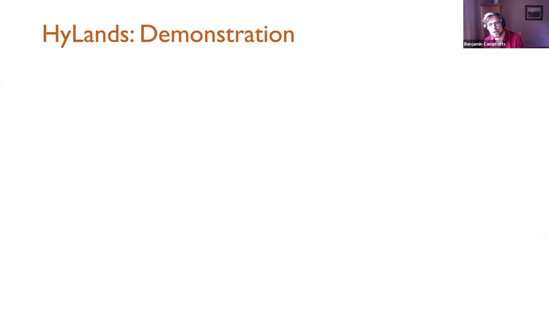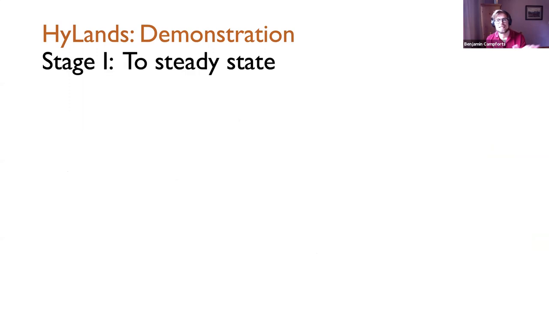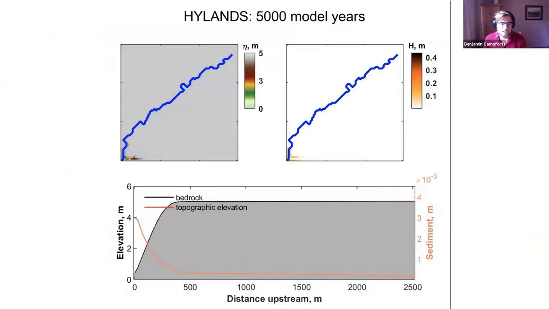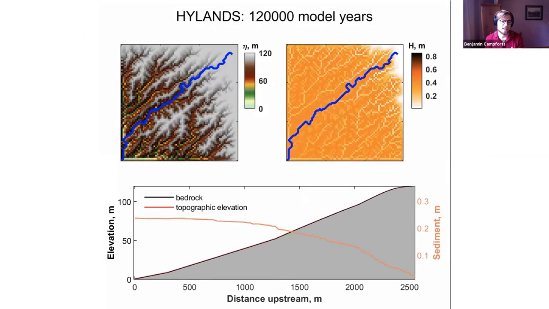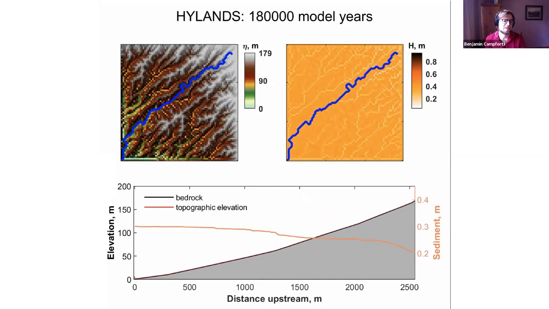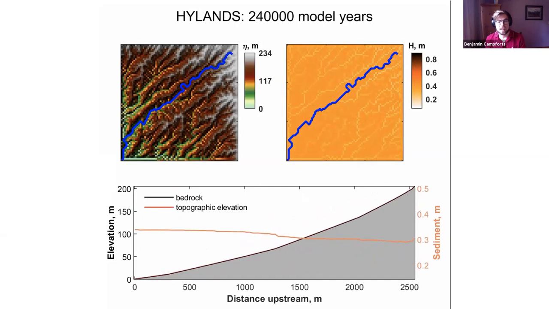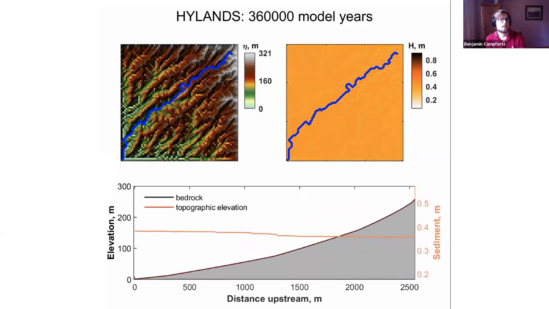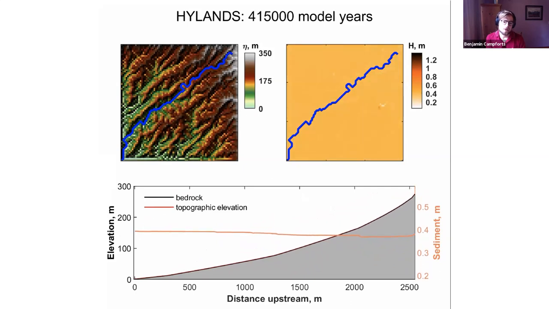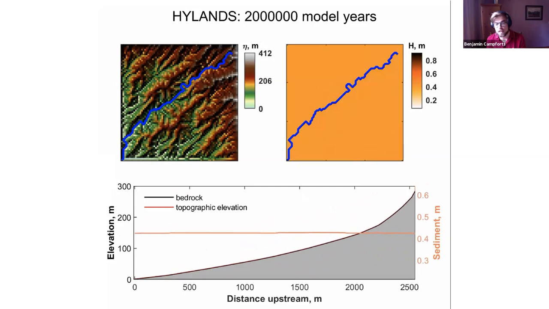In the first movie, we're going to evolve a landscape towards a steady state. What you see here in the upper left plot is the landscape going towards steady state. The blue line indicates the location of the river. On the right-hand side, you see the same landscape, but now with sediment accumulating in time. The more red, the more sediment. At the bottom, you see the profile of the river, and you see that it's evolving towards a concave-up steady state shape. The orange line indicates the thickness of the sediment, which is also going to evolve towards a constant thickness.